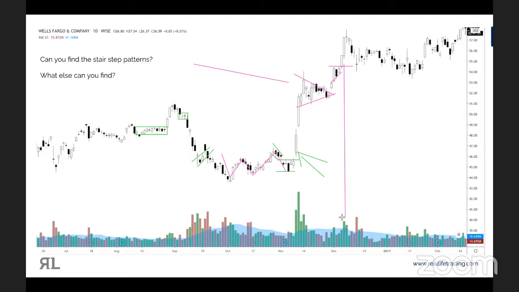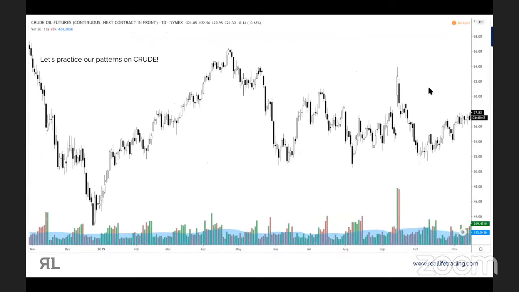Chris says, what should we look for in this pattern? Stair steps, just really, really small, tight, consolidated ranges. Like this one right here. Really tight, small, consolidated ranges. Double bottom. Yeah, just really nice looking, tight, small ranges, man. They're really, really fun.